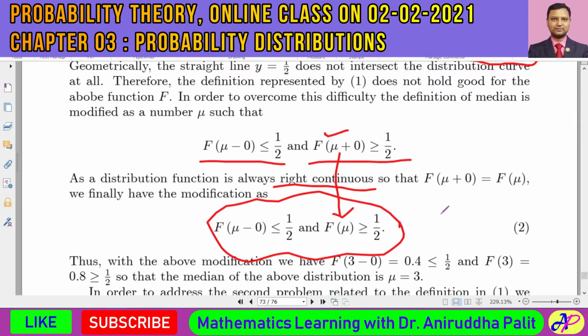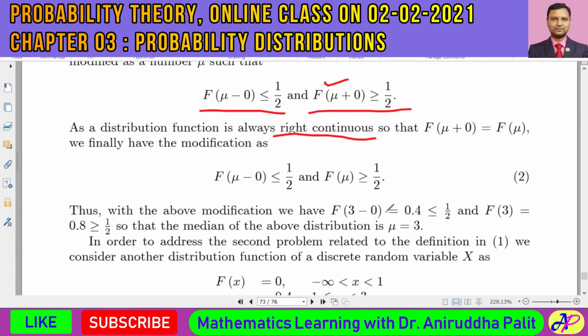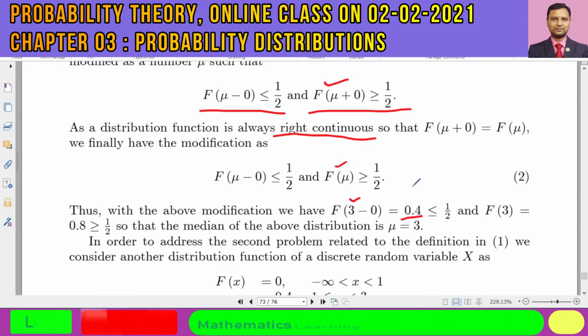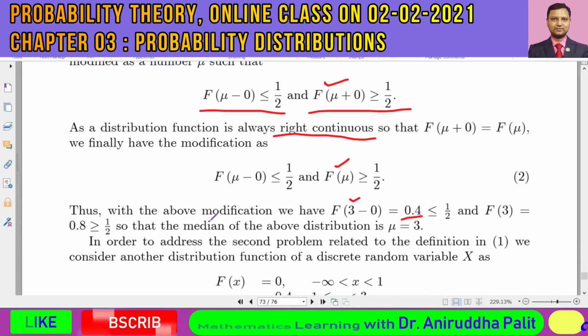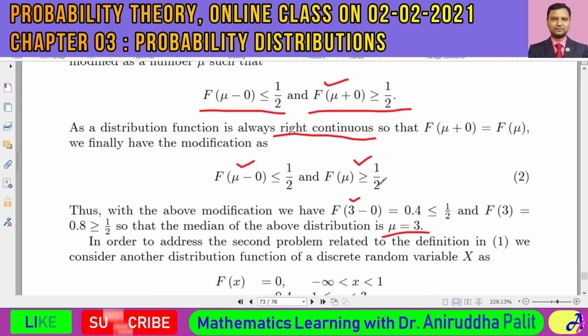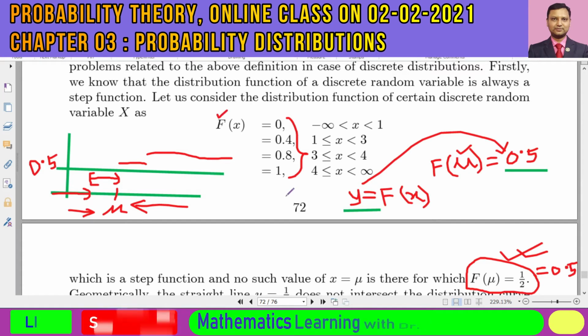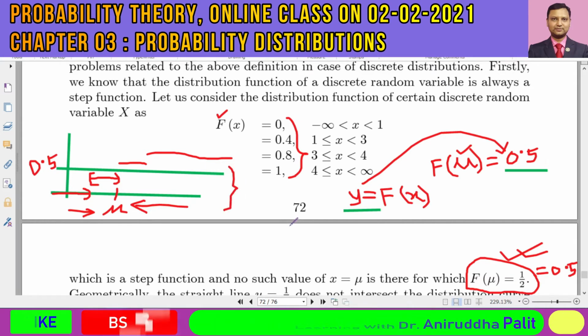Through this definition, you see over here, if you consider the value x equal to 3, then F of 3 minus 0 would be equal to 0.4. And the value of F of 3 is equal to 0.8, and that is greater than or equal to half. Got it? So what we observe is that mu equal to 3 satisfies both of these two relations. So we can now take the median mu equal to 3 for this given distribution function F. So this is one kind of modification that is required in order to deal with this problem, for the definition of median.